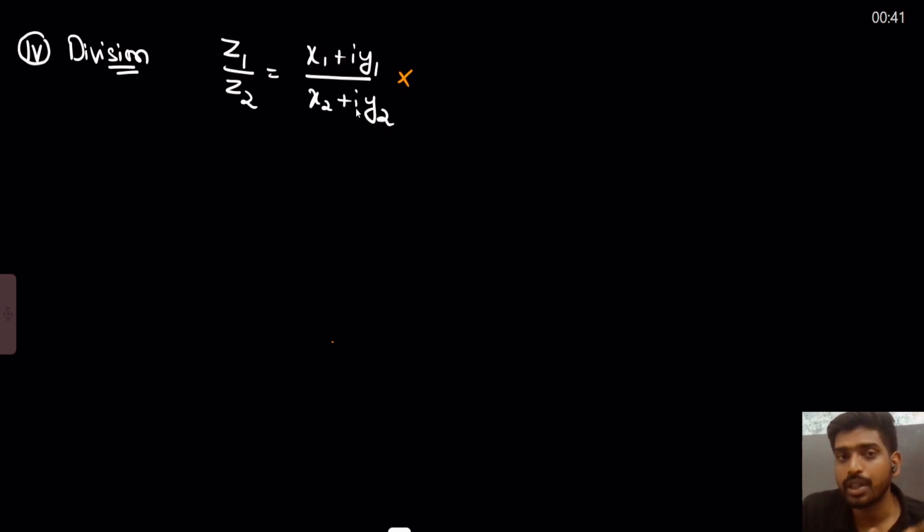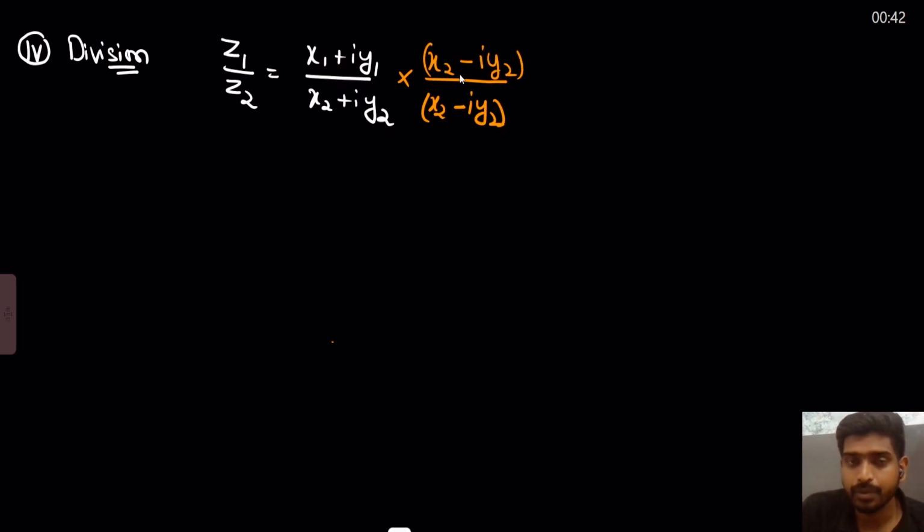What is the conjugate? The conjugate we will discuss in upcoming lectures. For now, understand that the conjugate of a complex number is nothing but the same complex number with the sign of the imaginary part changed. So x2 will be x2 only, and the imaginary part is iota y2. Here we are given plus iota y2, so I'll write minus iota y2. This is the conjugate of this complex number. With this we will multiply in the numerator and the denominator. So x2 minus iota y2. This will rationalize. Now we will multiply.